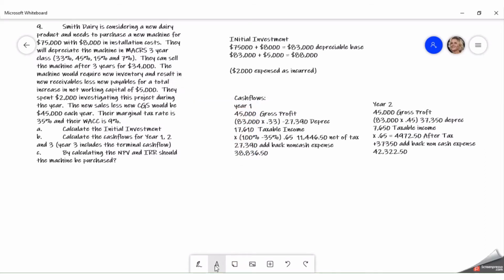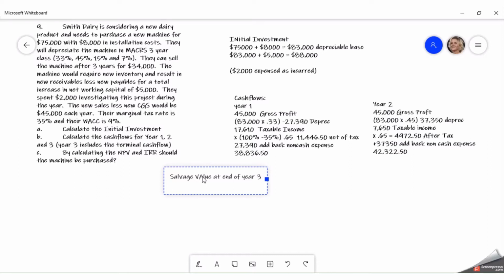Now then year 3 is a little bit more challenging. Year 3, we're going to have 2 things in here. So we're going to have our salvage value at the end of year 3. And then plus we're going to have our regular year 3. So I'll do the salvage value first, so then we can just add it to the regular year 3.